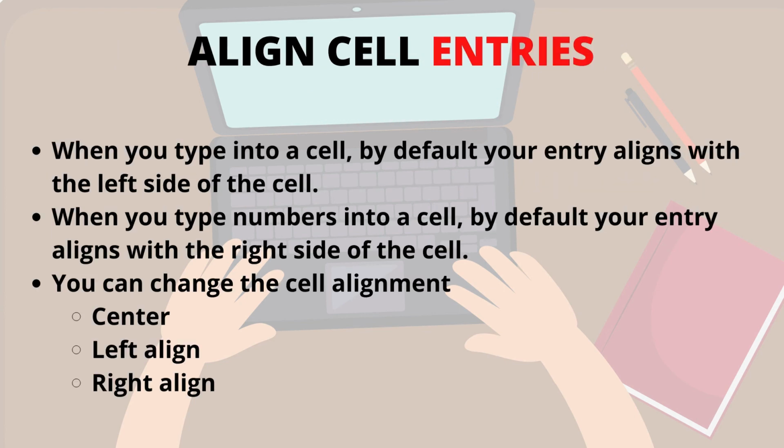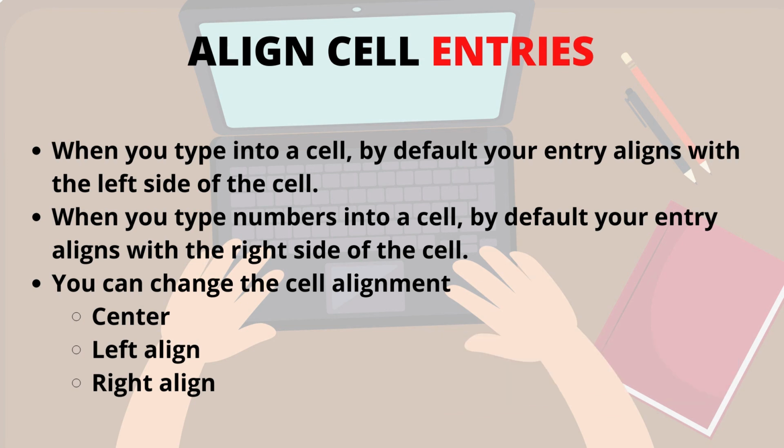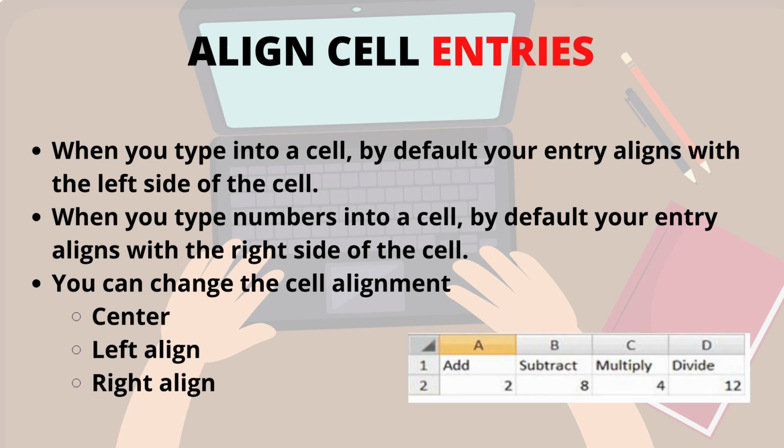Align cell entries. When you type text into a cell, by default your entry aligns with the left side of the cell. When you type numbers into a cell, by default your entry aligns with the right side of the cell. You can change the cell alignment to center, left align, or right align.